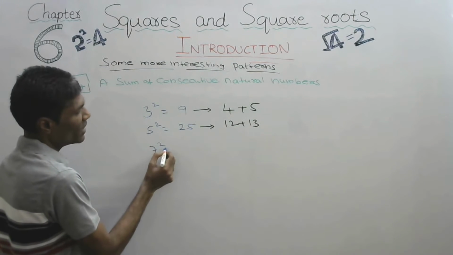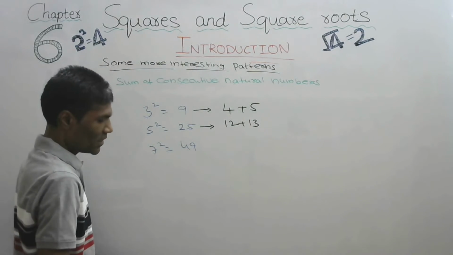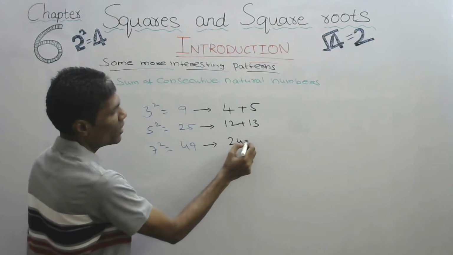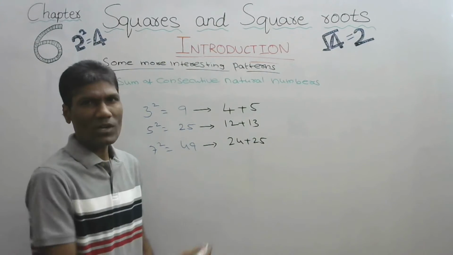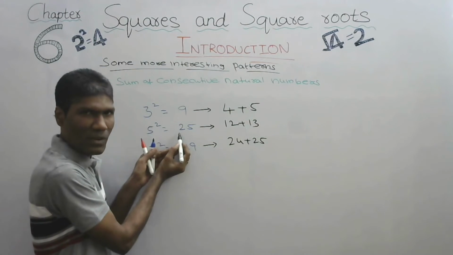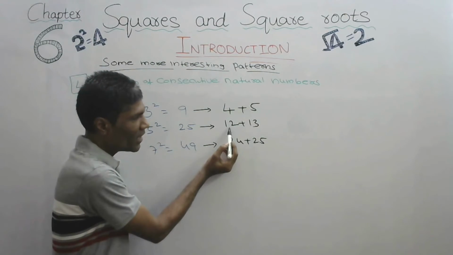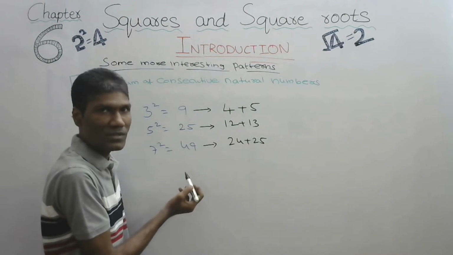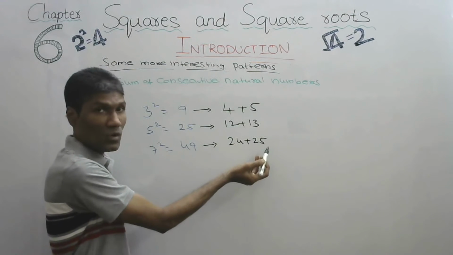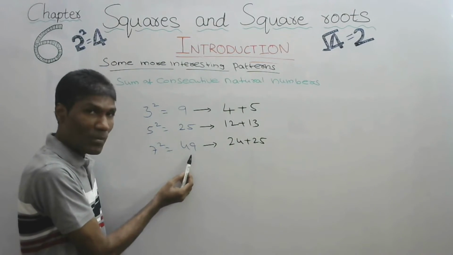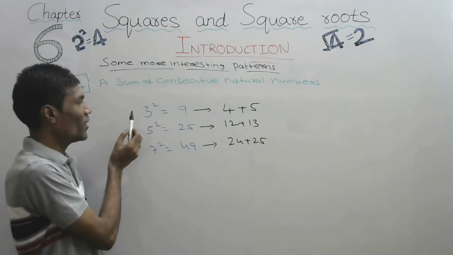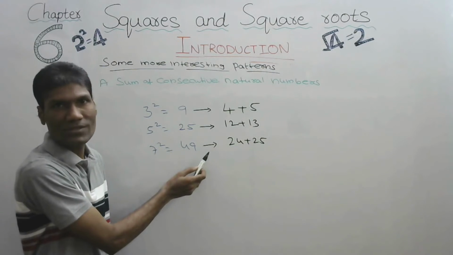Say 7 square, 49. This 49 can be written as 24 plus 25. Then what is so great about it? The thing is, for square numbers, what we are doing is writing consecutive numbers: 4, 5, the next number; 12, 13; 24, 25. Like that, this number can be expressed. That possibility is there for odd square numbers.